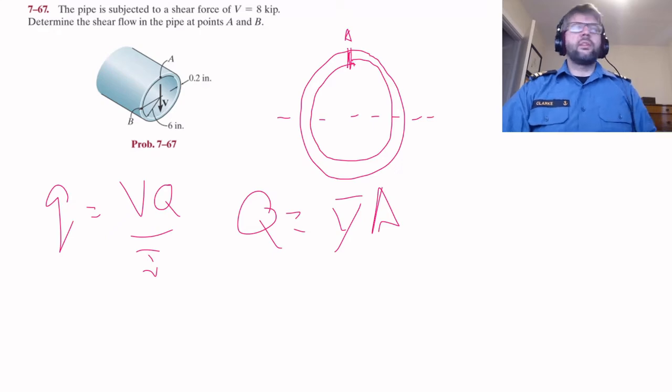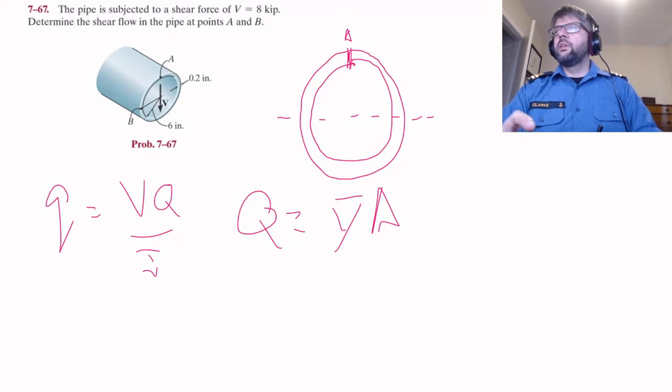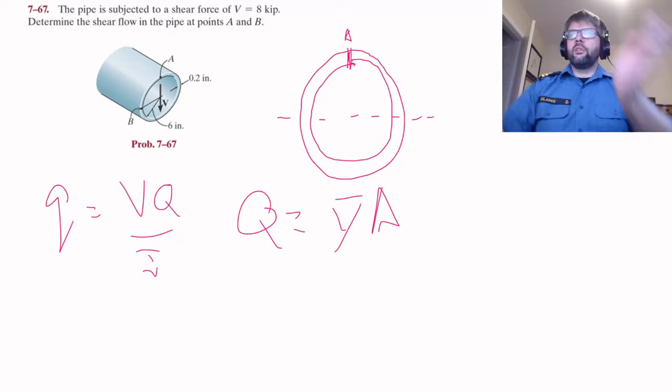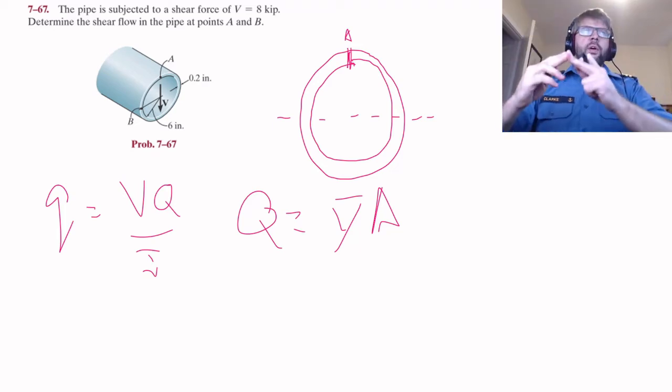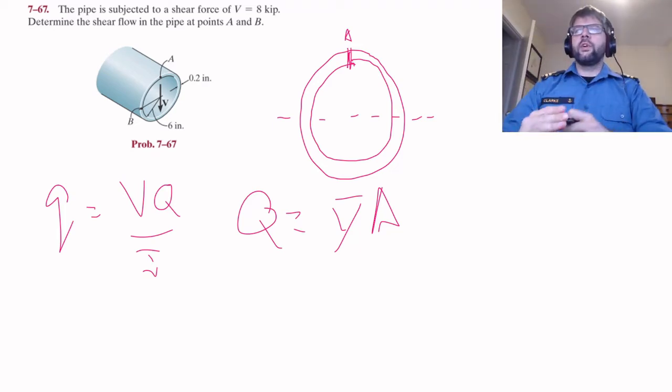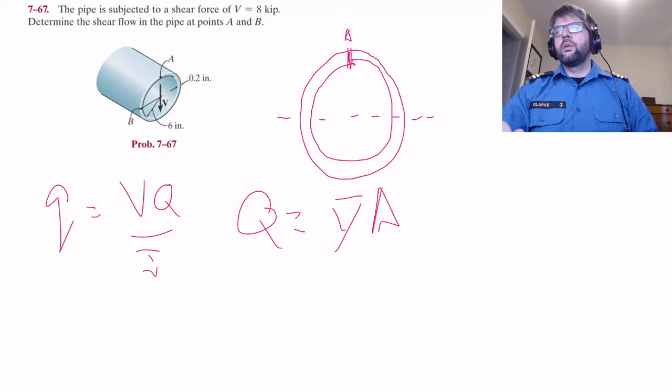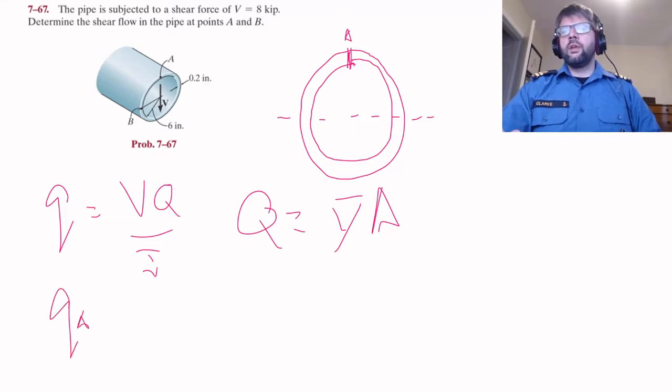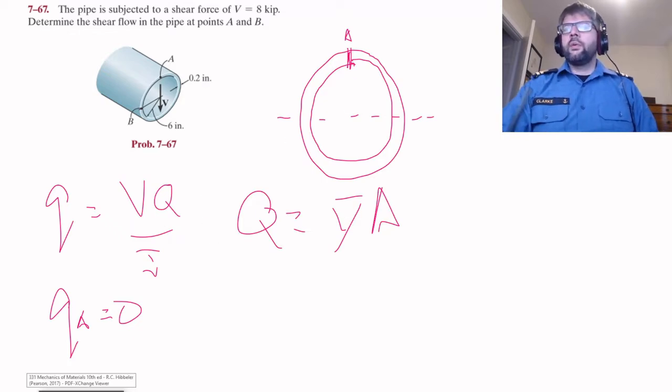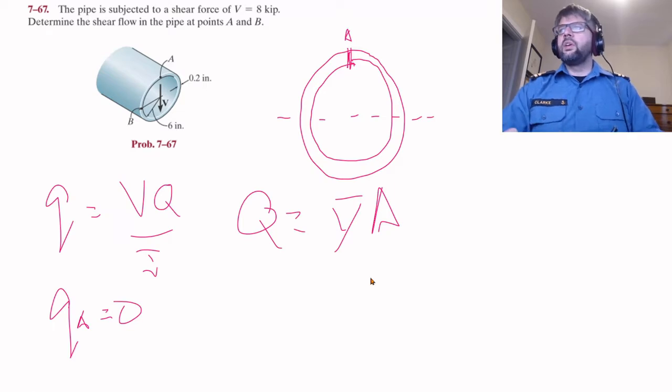The area at that point is 0, because if we go all the way around, then once we get back up to A, the amount of area separated from the neutral axis is going to be 0. So QA is equal to 0. So fair enough. Now we need to figure out what it's going to be at B.